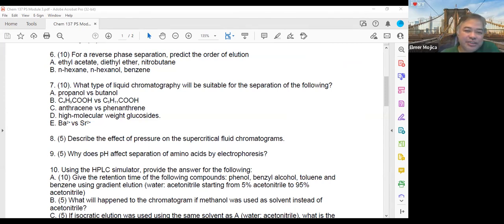So mostly sa mga small molecular weight, you use this one. But it depends on the sample that you have. So usually, when it is polar, so a compound like the first two, you can either use partition, and specifically, you can either use the normal or the reverse phase chromatography. Okay.